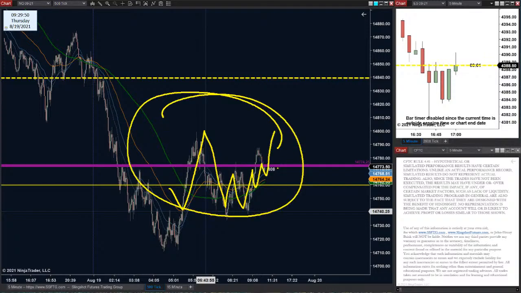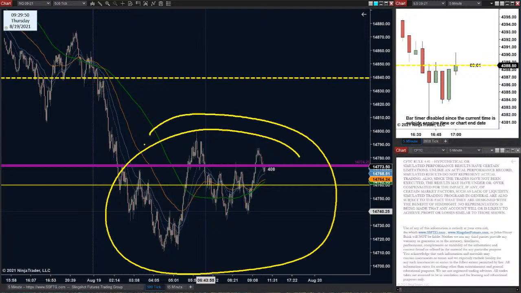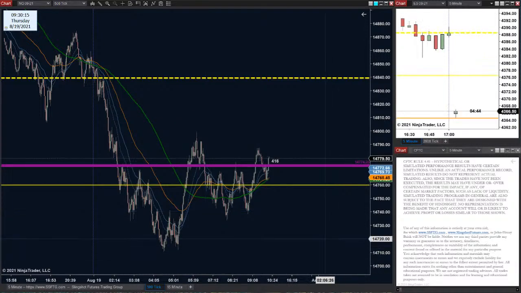The timing is absolutely horrendous. I mean, we're right into the open. So, I mean, anything can happen here. I'm still looking for a bigger pullback. But this type of sideways action, this is what bulls are going to be looking for.